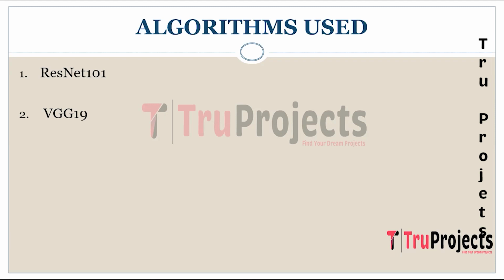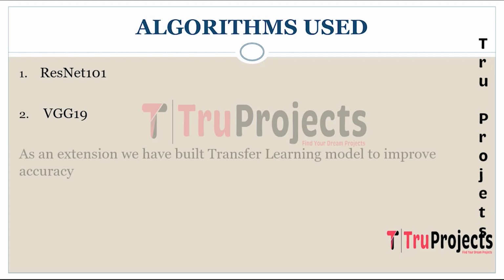VGG19 is often used for image classification, feature extraction, and transfer learning tasks. It is employed in various applications including medical image analysis, where it can effectively extract features from medical images for tasks like tumor detection and classification. As an extension, we have built a transfer learning model to improve the accuracy.